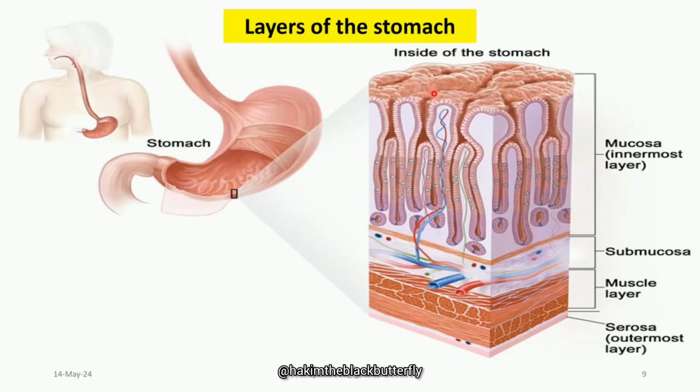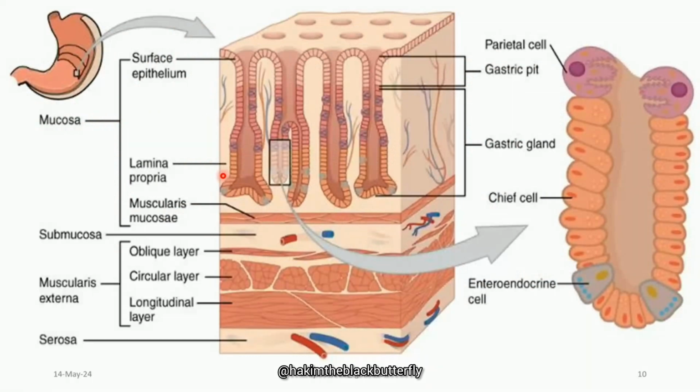To be specific, the gastric glands have cells like the chief cells. What's the function of the chief cells? The chief cells secrete pepsinogen and gastric lipase. Okay, so they help in secretion of pepsinogen and gastric lipase. Then the parietal cells, they produce.